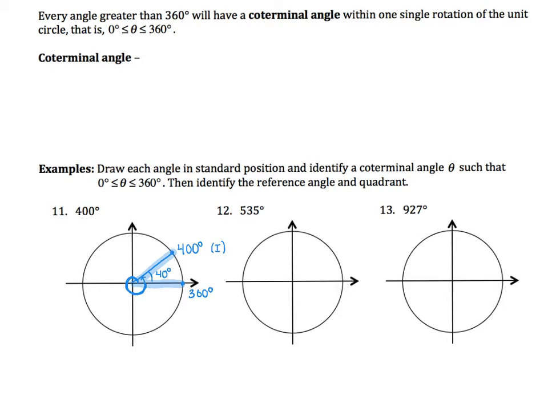All right, so let's talk about that. A coterminal angle. Coterminal angle just means they're angles that lay right on top of each other. You wouldn't be able to tell the difference between them. So coterminal angles are, right, an angle that lands in the same exact spot as another angle.